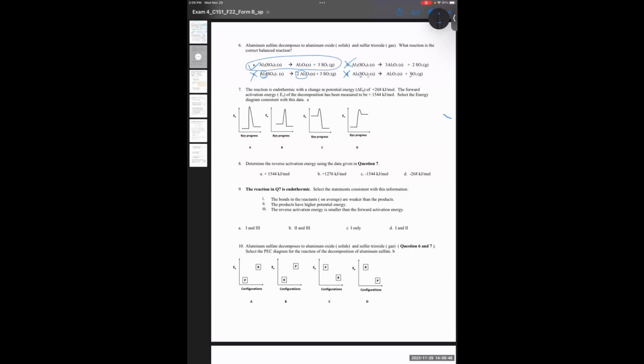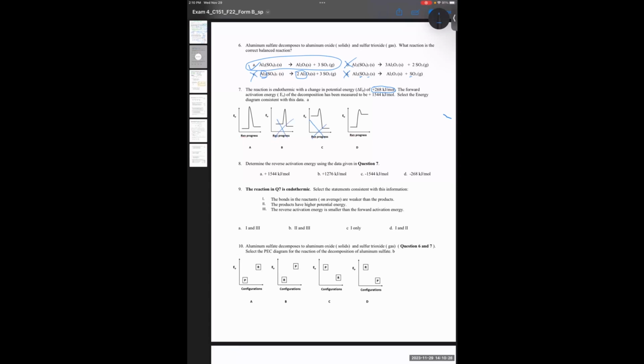Question 7, the reaction is endothermic with a change in potential energy of plus 268 kilojoules per mole. So the idea is this. The change in potential energy means when you go from reactants to products, if you have a plus sign, that means it is absorbing energy. If you had a negative sign, that means it is releasing energy. If it is absorbing energy, the products must have a higher potential energy than the reactants. That's the important thing. So for that reason, options C and B are out.